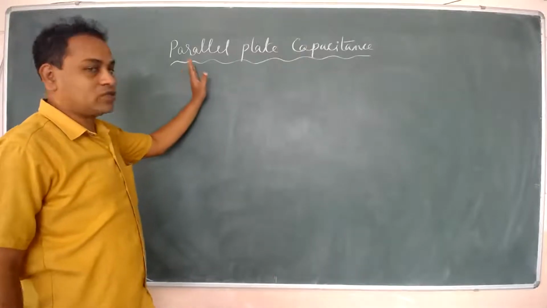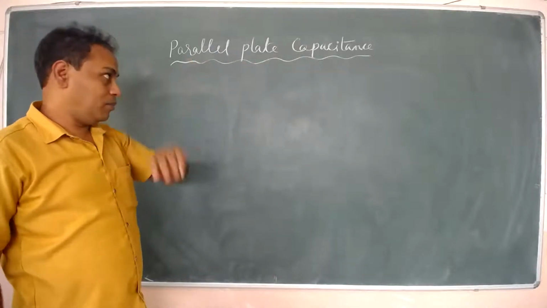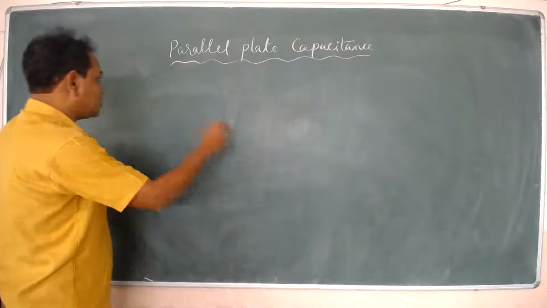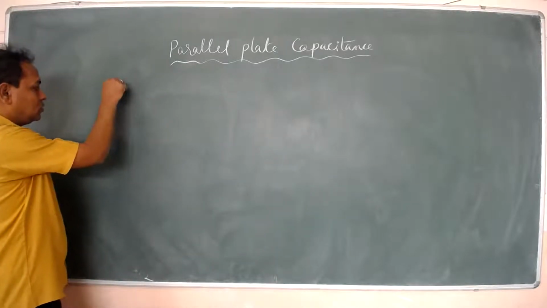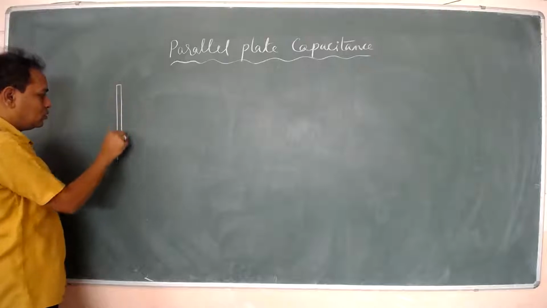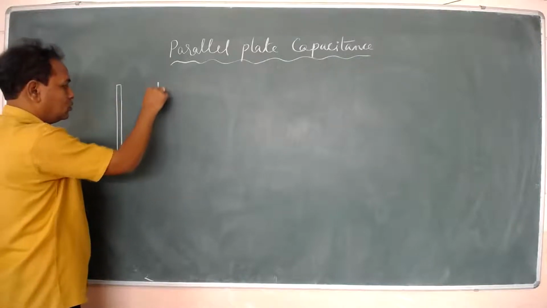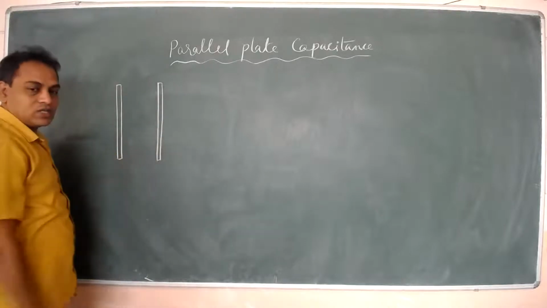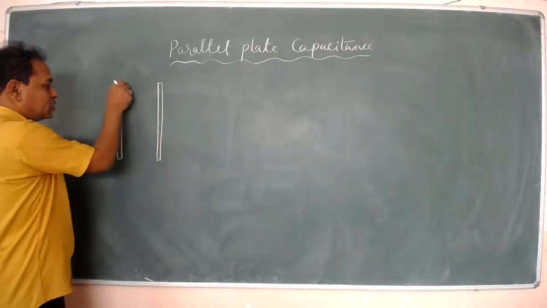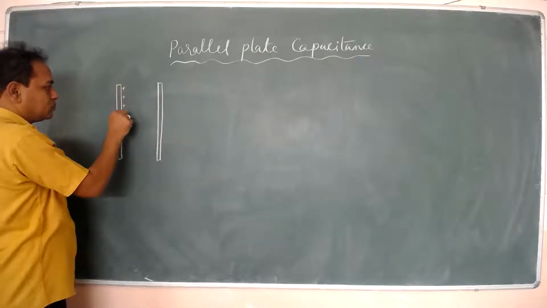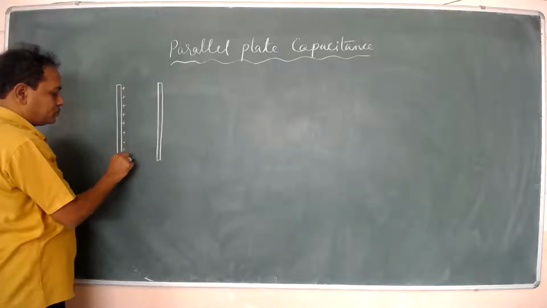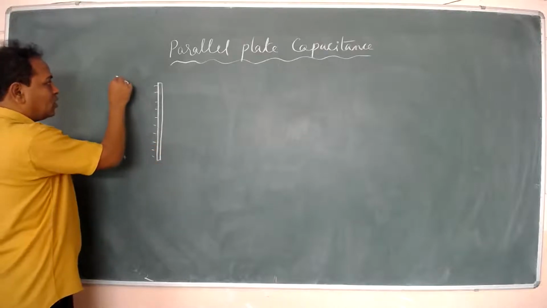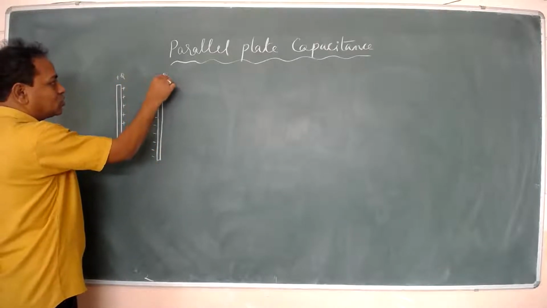Now let us discuss the parallel plate capacitor. We are going to derive the expression for the parallel plate capacitor. Let us consider this, which is called a parallel plate capacitor. This is of positive charge. This is of negative charge. This has a plus Q charge. It has a minus Q charge.